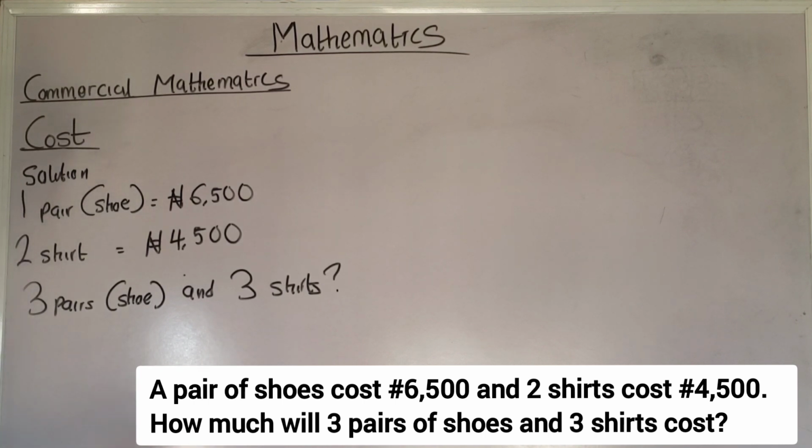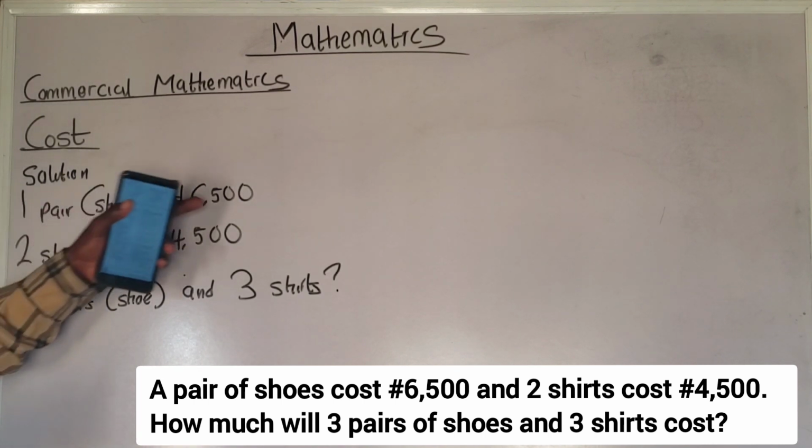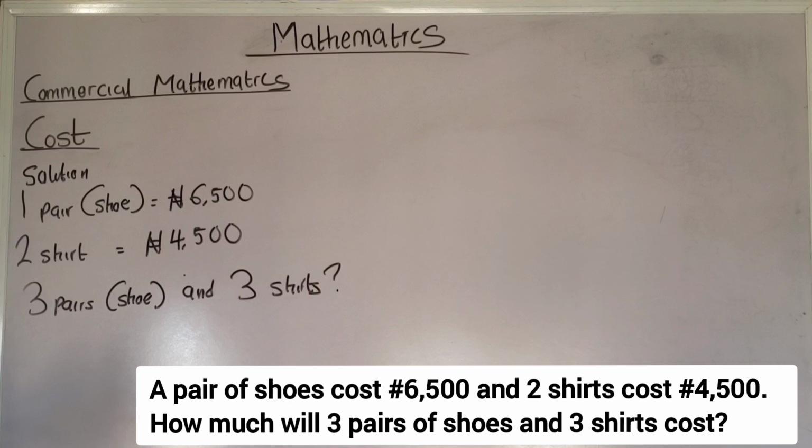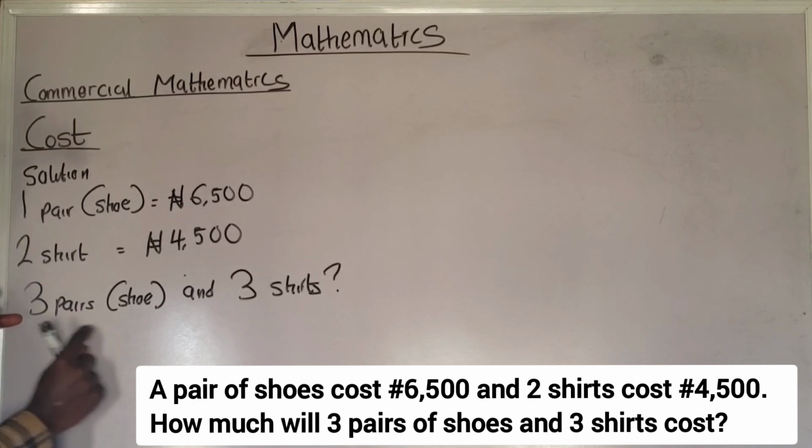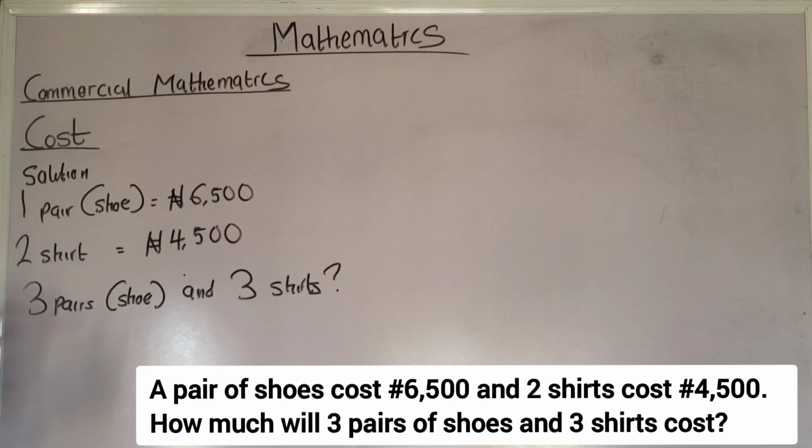All you have to do is that since you know that 1 pair of shoe costs 6,500 naira, and you know that 2 shirts cost 4,500 naira, the first step here is that you are going to first determine the cost of 3 pairs of shoe separately and then 3 shirts separately. Then you add the cost together. That will give you the cost of 3 pairs of shoe and 3 shirts. Do you understand? Okay, let us proceed with the solution.